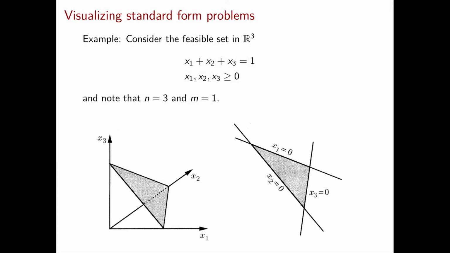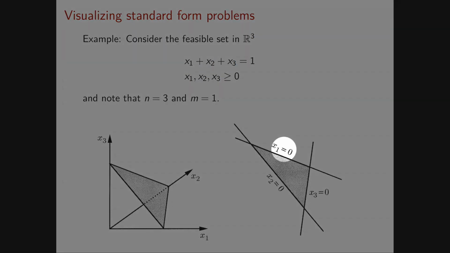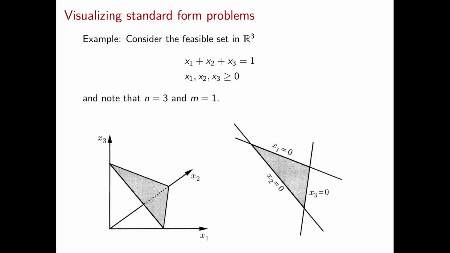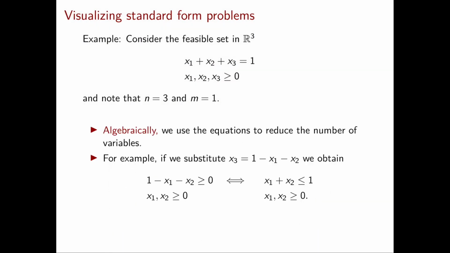Now, this is very intuitive from a geometrical perspective. However, from an algebraic perspective, it's really confusing if you think about it for a minute. Because how can you draw x1 greater than or equal to 0, x2 greater than or equal to 0, and x3 greater than or equal to 0 in the plane, which is a two-dimensional space, and of course you don't have three variables? Well, algebraically, the idea is to use the equations to reduce the number of variables.